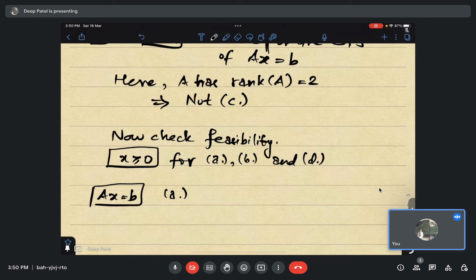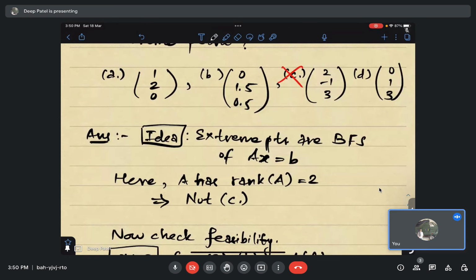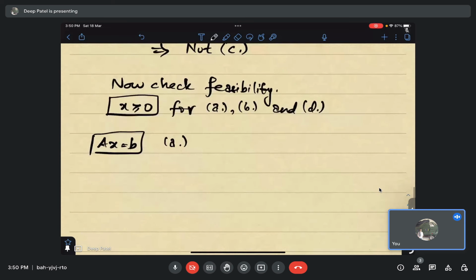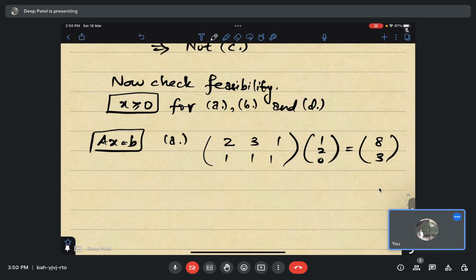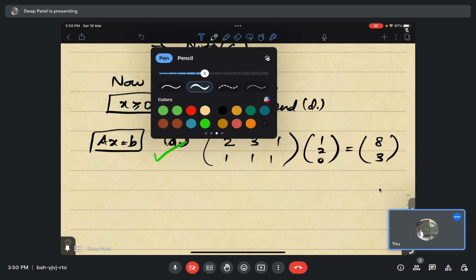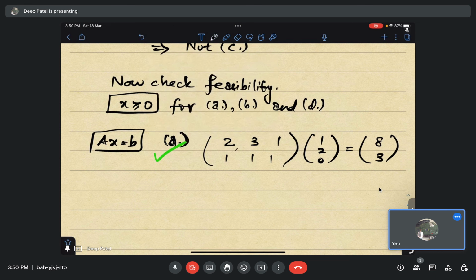So let's check for A. The first option is 1 2 0. The matrix that we are given, just to recall, is 2 3 1 1 1 1, and the option that we are checking right now is 1 2 0. This is a candidate. We are checking for feasibility, and b is given to be 8 and 3. Is this possible? Yes, that is possible. So this is fine, right? Because it's just 2 plus 6 plus 0.